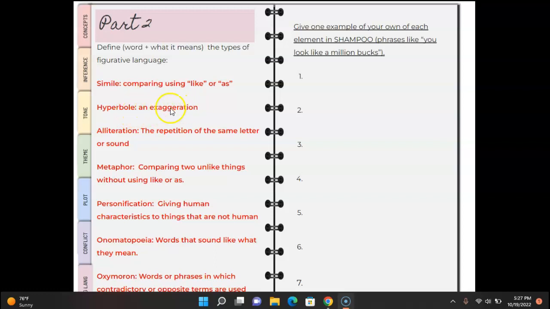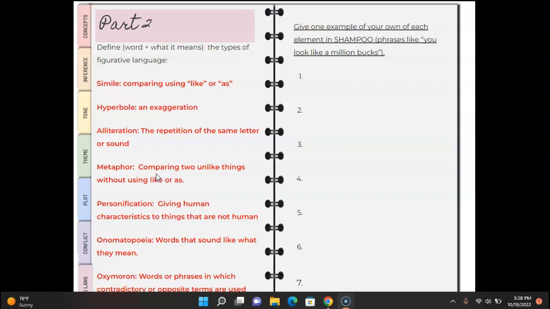Hyperbole is an exaggeration. We do this one all the time. If I were to say, I'm so hungry I could eat a horse. Do I literally mean I will eat a horse? No, but I'm just trying to tell you how hungry I am. Alliteration is the repetition of the same letter or sound. We see these in limericks or tongue twisters a lot. So Sally sells seashells by the seashore would be an example of alliteration. Next we have metaphor. Metaphor is probably the toughest just because it's when you're comparing 2 unlike things without using like or as.